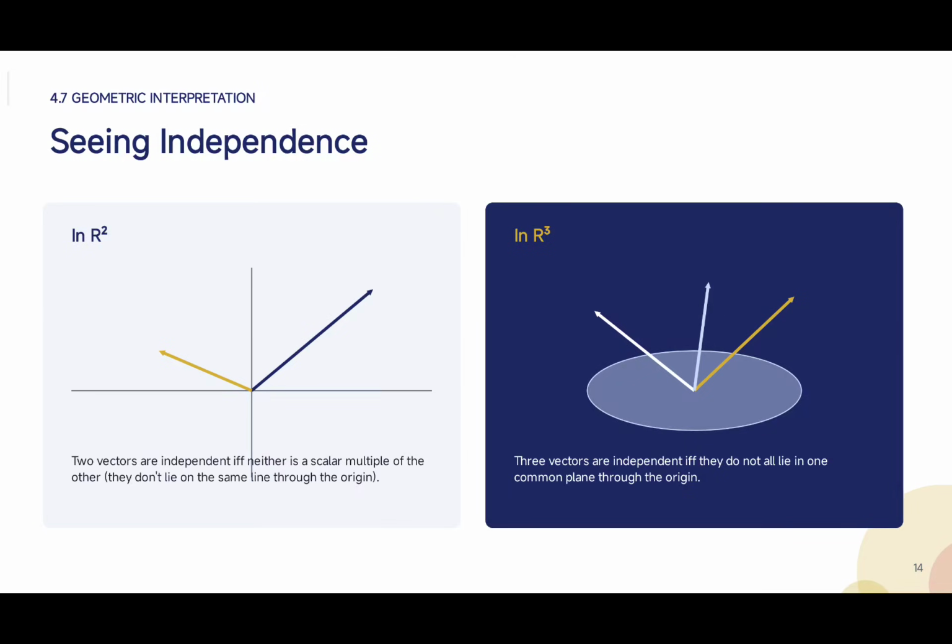Let's make this visual. In R2, two vectors are independent exactly when neither is a scalar multiple of the other, meaning they don't lie along the same line through the origin. In R3, three vectors are independent exactly when they don't all lie in one common plane through the origin. Dependence, geometrically, always means redundancy. At least one vector adds no new direction. It's already reachable from the others.